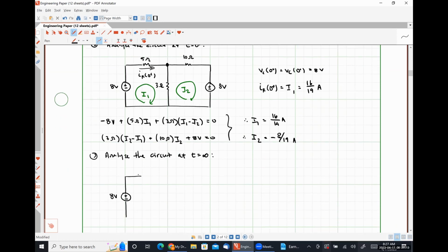So at t equals infinity, our circuit is going to look like this. 5 ohm resistor, 3 ohm resistor, 10 ohm resistor, plus VC at infinity, IR at infinity. So who can tell me what's what?